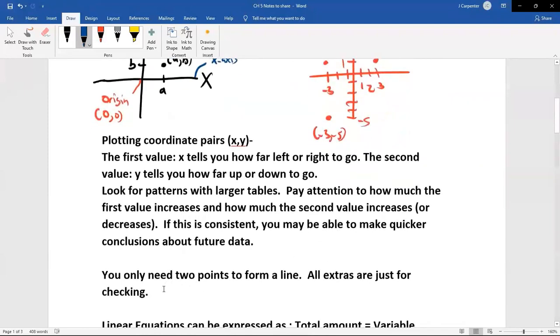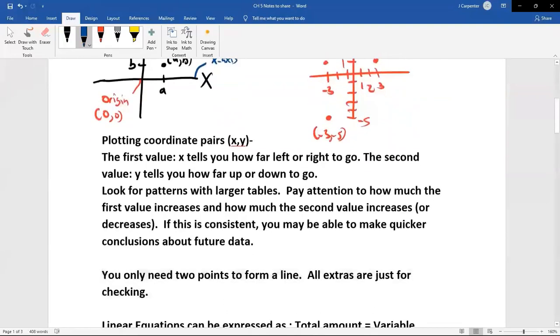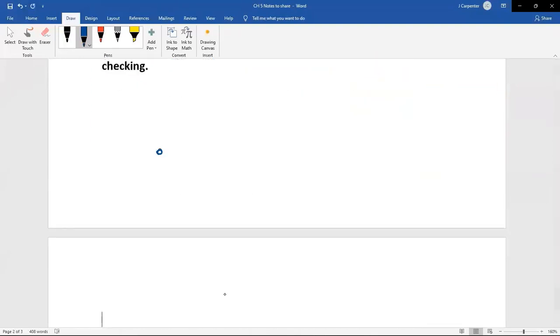Now, ultimately, I want to go ahead and point this out. You only need 2 points to form a line. All extras are just for checking. If you don't believe me, here are 3 points of a line that I just found. Look, there they are. And if I connect them, if I'm a perfect artist, then these would all go through like so. This one is a little off. Just going to make them a little bigger, a little more exaggerated.